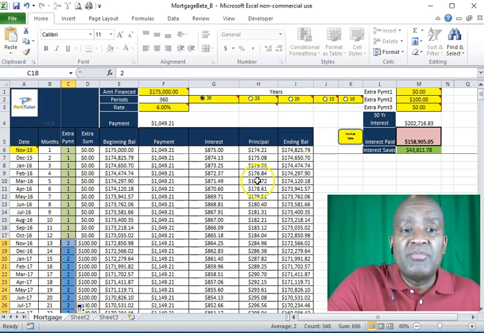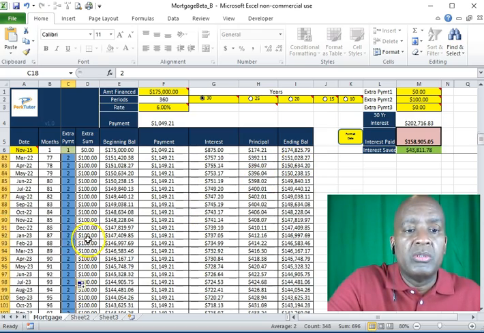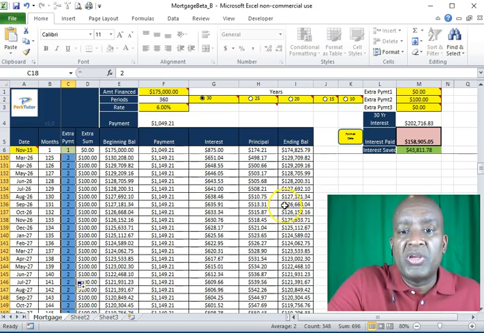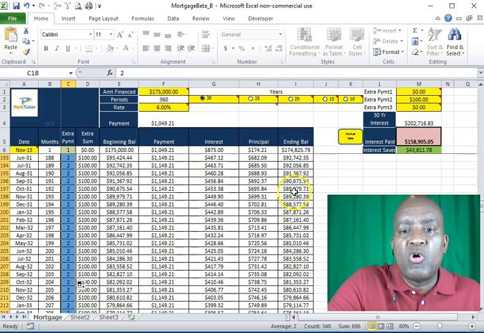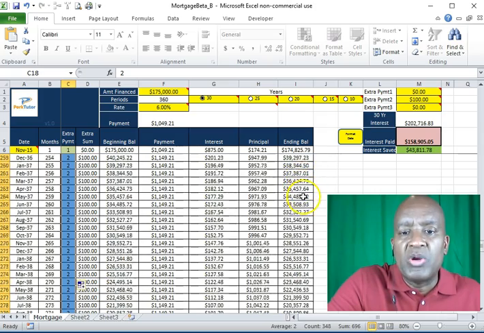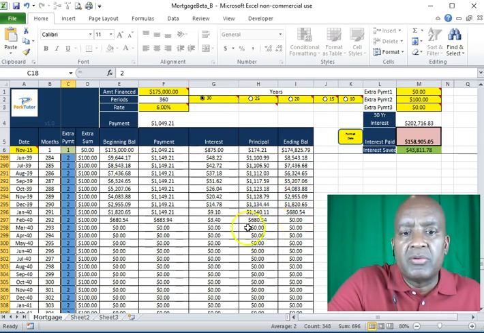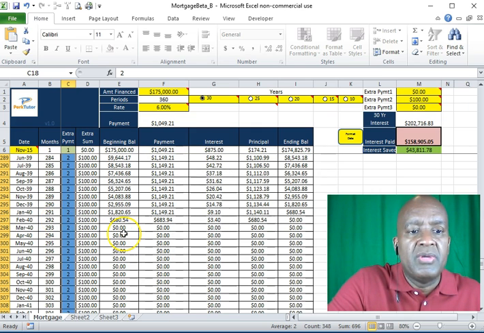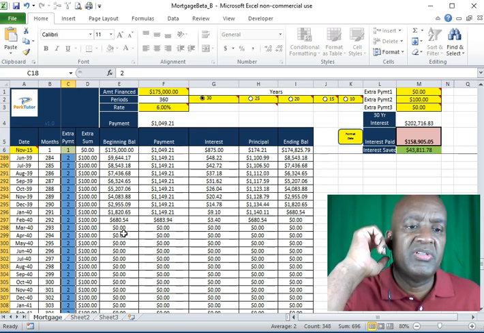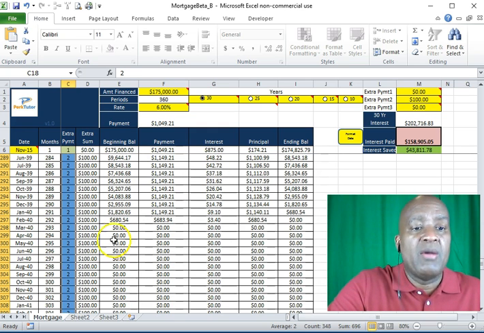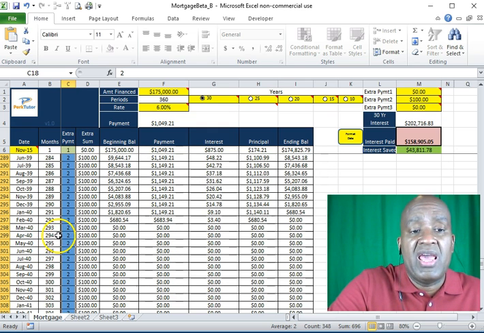Now, how much time does that shorten our mortgage life? Let's look at the ending balance. Where does it go to 0? It goes to 0 right here at payment 292. Now, a 30-year loan is 360 payments, but right now we're down to 292 payments, or 292 months, as a result of paying the extra $100. So that shaves 68 months off the life of the loan.